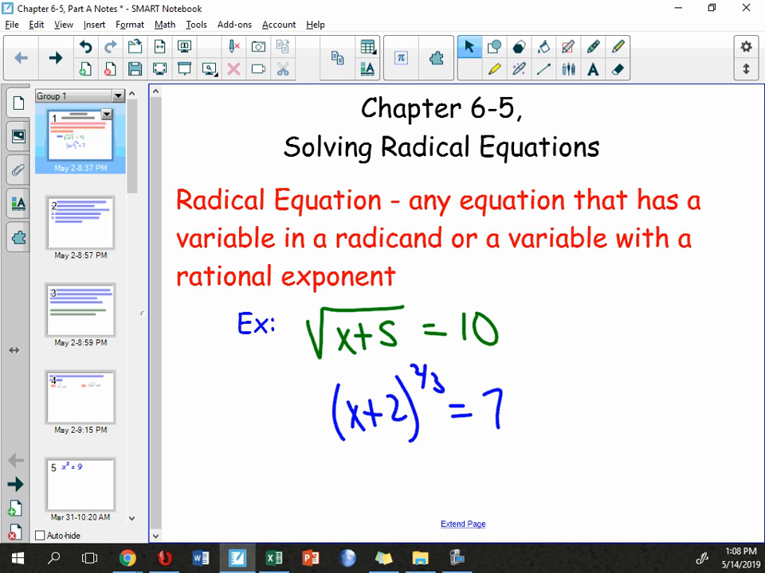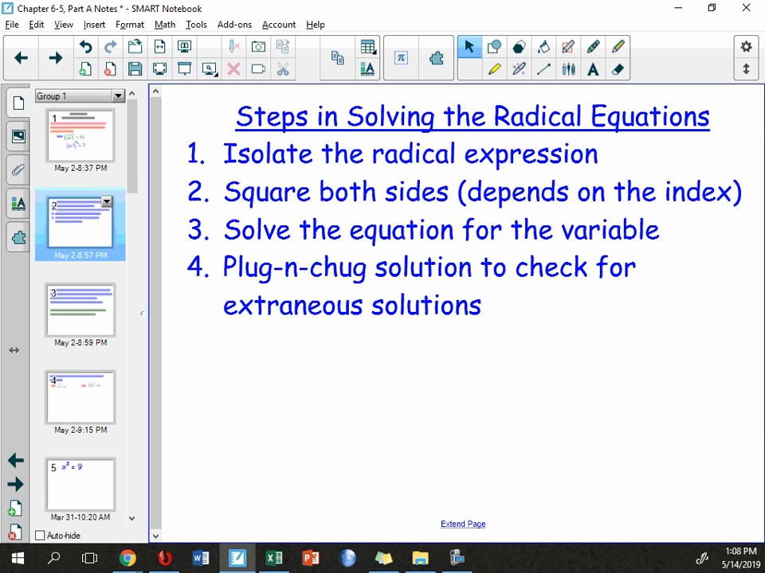Okay, steps in solving radical equations. Isolate. You have to write it as a radical. So if I give you a rational exponent, I want you to write it as a radical. So you're going to isolate the radical. After you've isolated the radical, you are going to square both sides if it is a square root. If it's a cube root, what are you going to do to get rid of the cube root? Cube both sides. What if it's the 7th root? Raise it to the 7th power. Do we all understand that? So whatever root it is, that is what you are going to raise it to, power-wise.